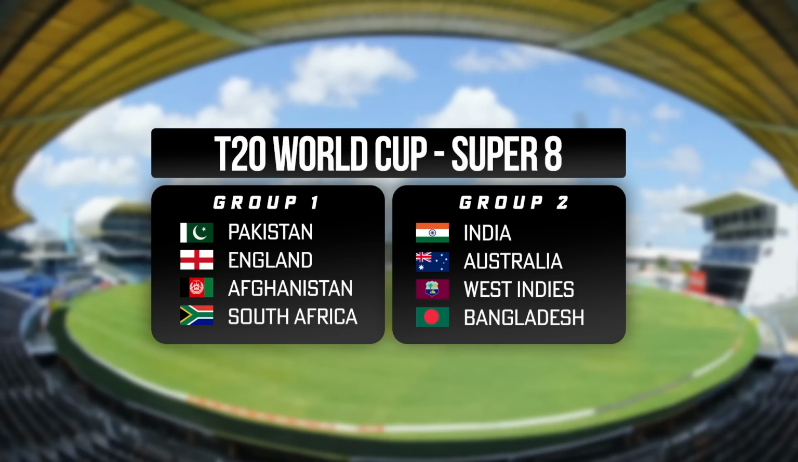So that means this is how the two Super 8 groups look. Pakistan, England, Afghanistan and South Africa in Group 1. In Group 2, India, Australia, the West Indies and Bangladesh. The top 2 of each group will qualify for the semi-finals. We're going to kick things off today with Australia taking on the West Indies to begin the Super 8 stage of our T20 World Cup.